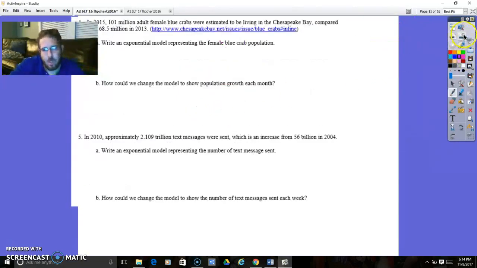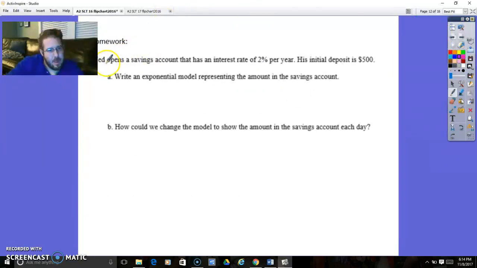All right, skipping through these, getting to the homework. Ned opens a savings account with an interest rate of 2% per year. His initial deposit is $500. Write an exponential model representing the amount in his savings account. So it's not compounded, so we can just simply use growth. So that's $500 times 1 plus the rate. The rate is 2%, which is 2% increase right there, to the x power. All right, so there's our model.